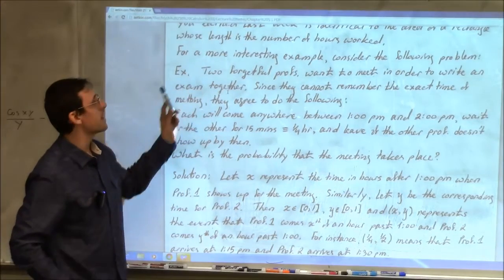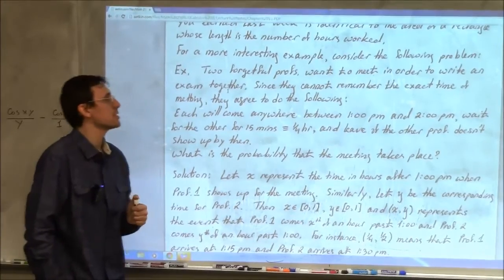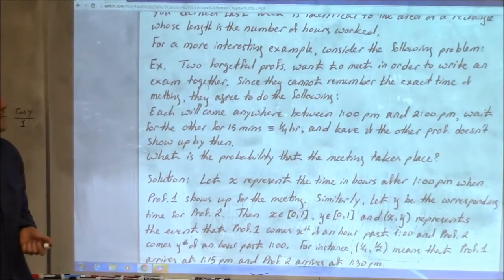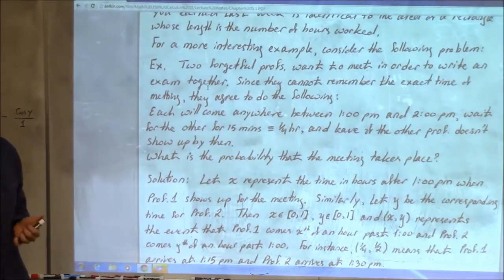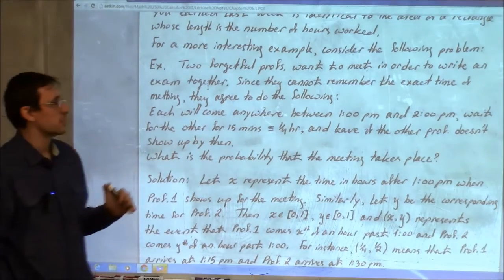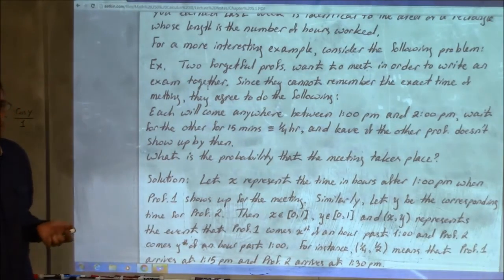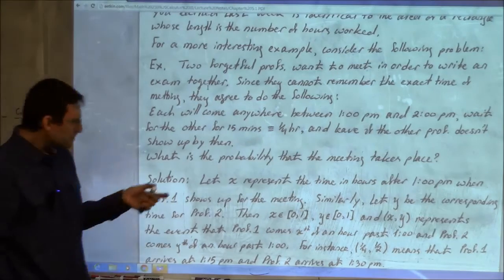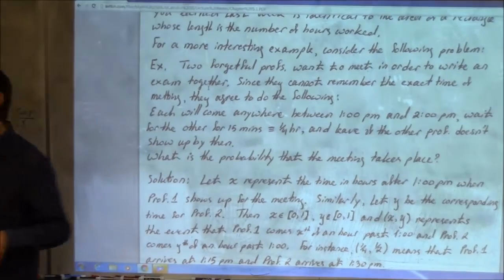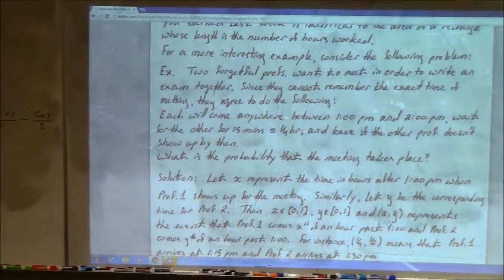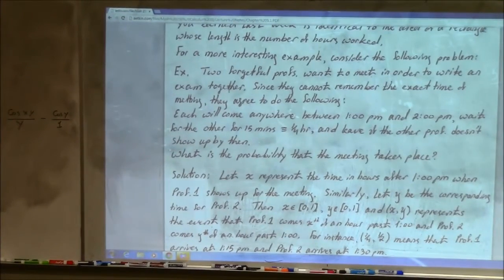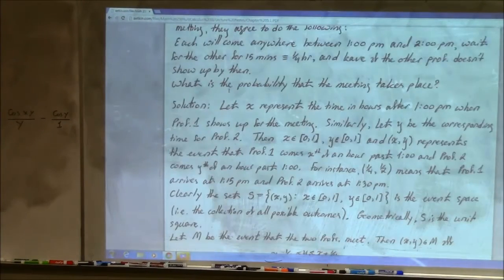All right, anyhow, so we have this example. Two forgetful professors want to meet in order to write an exam together. Since they cannot remember the exact time of meeting, they agree to do the following. Each will come anywhere between 1 p.m. and 2 p.m., wait for the other 15 minutes, and leave if the other one does not show up. Okay? So the statement is whatever, right? Forgetful. I would not forget to give you an exam. Don't worry about that.